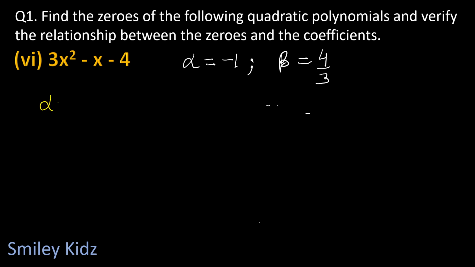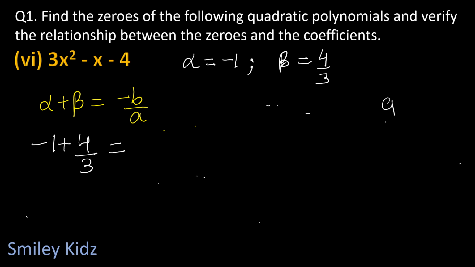Now again, alpha plus beta, the sum of zeros, is equal to minus b by a. And what is alpha? Minus 1 plus 4 by 3. The value of beta is 4 by 3. What are a, b and c? A equal to 3, b equal to minus 1 and c equal to minus 4 according to our quadratic polynomial which is given, isn't it?